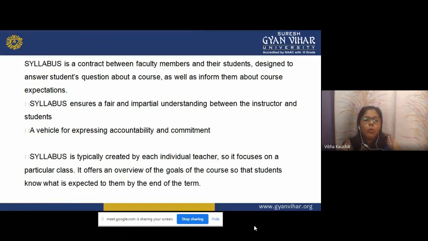It offers an overview of the goal of the courses so that students know what is expected of them by the end of the term. Now, what are the learning objectives? What are the outcomes which are necessary after completing the syllabus? It means you will be able to know that these objectives should be fulfilled after the syllabus has been completed.